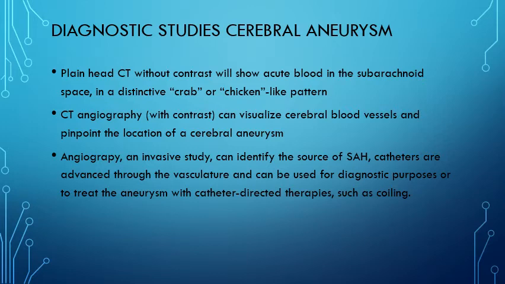Angiography, which is an invasive study where doctors go through the groins with small catheters and actually examine the blood vessels, can identify the source of subarachnoid hemorrhage, and it also can be used for treating the subarachnoid hemorrhage with catheter-directed therapies like coiling. So the same interventional radiology procedures that can be done for stroke, like removing a blood clot from the cerebral vasculature, you can use those same catheter-directed therapies to treat subarachnoid hemorrhage.